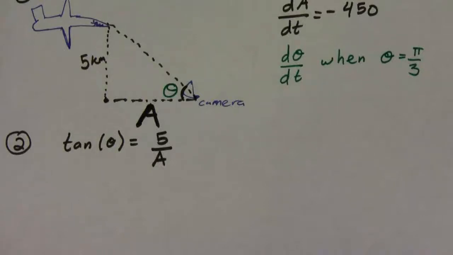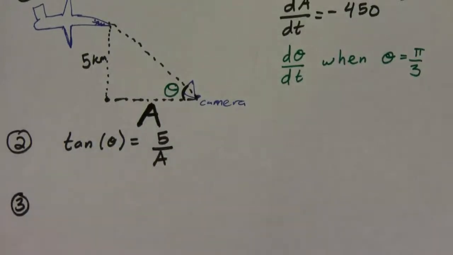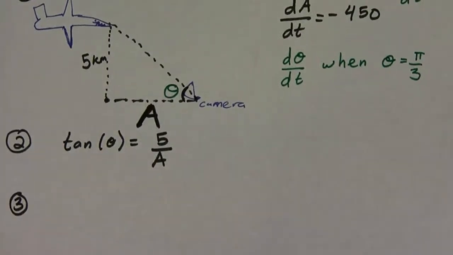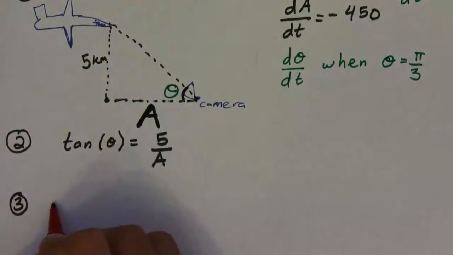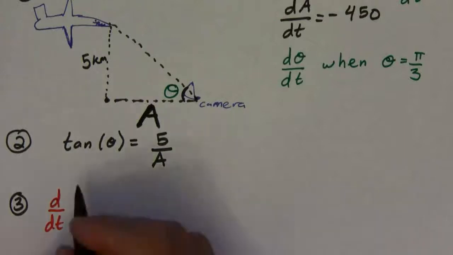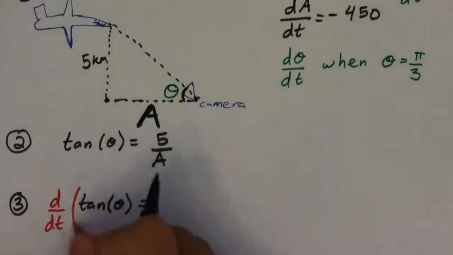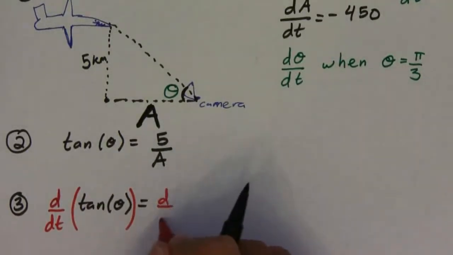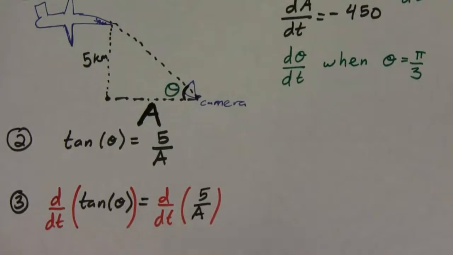Okay, so once you have your formula, remember what you do is you get the derivative of both sides. So here we're going to get the derivative of tangent, which is the left side, and the derivative of 5 over A, which is the right side. Okay, and so we get the derivative of both sides implicitly.